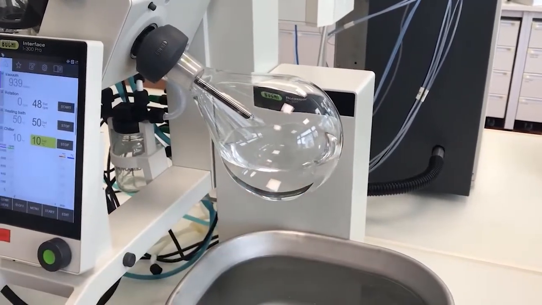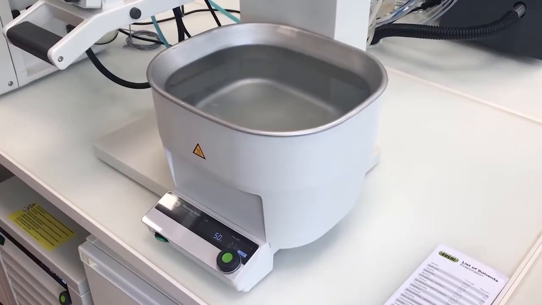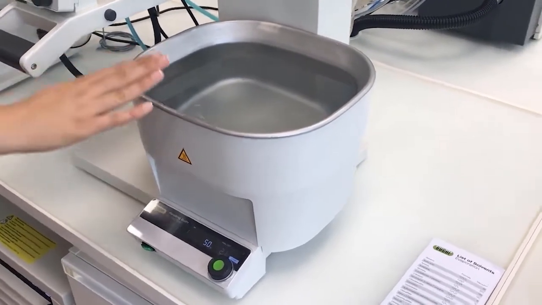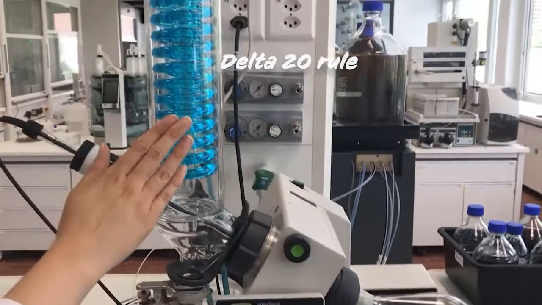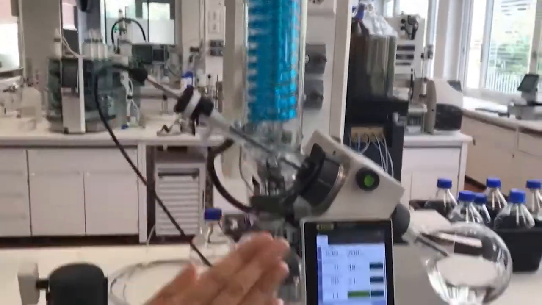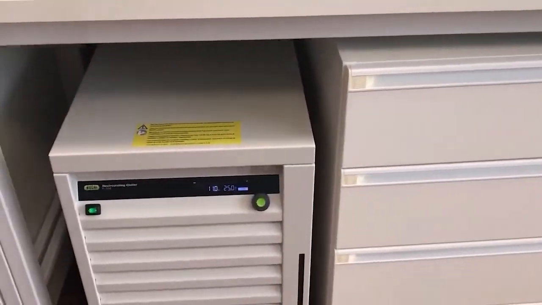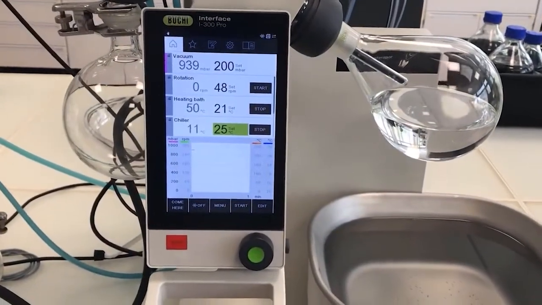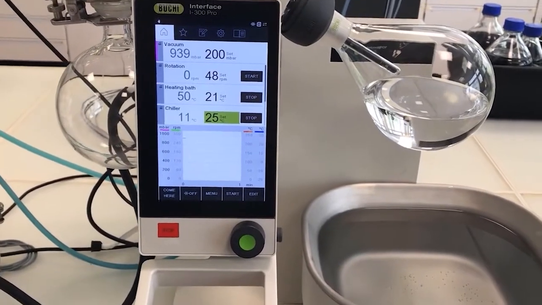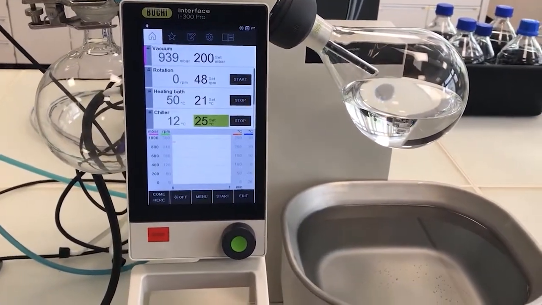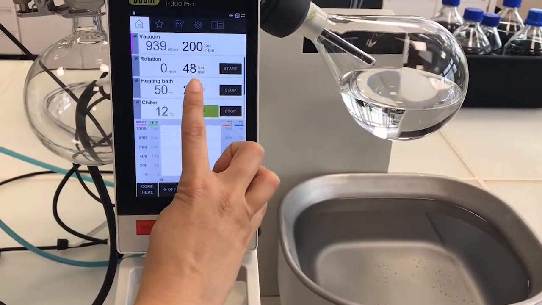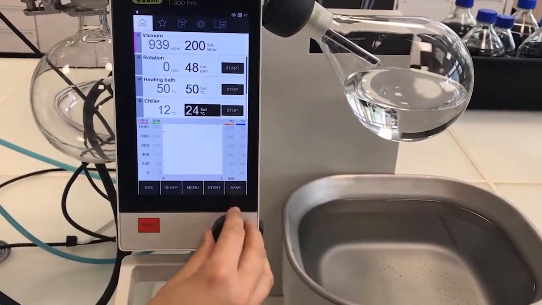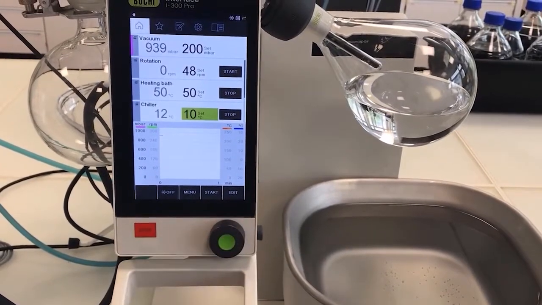Now it is time to set the parameters. For the temperature, we recommend using the delta 20 rule. This means that the temperature difference between the heating bath and vapor temperature, as well as vapor and cooling temperature, is 20 degrees. In our case, we are using an ethanolic solution, so we will base our settings upon the thermodynamic properties of ethanol. We will set the heating temperature to 50 degrees and the cooling temperature to 10 degrees.